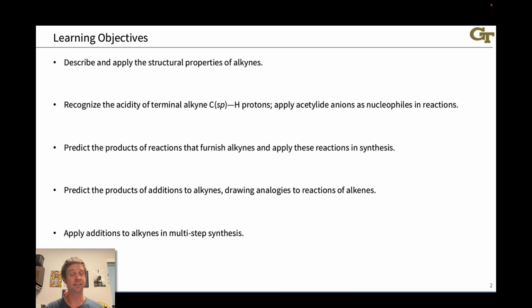We're going to look at that acidity of terminal alkyne CH protons and apply their conjugate bases, acetylide anions, in reactions. We're going to predict the products of reactions of alkynes, drawing many analogies to alkenes, and we're going to apply these reactions in multi-step synthesis.